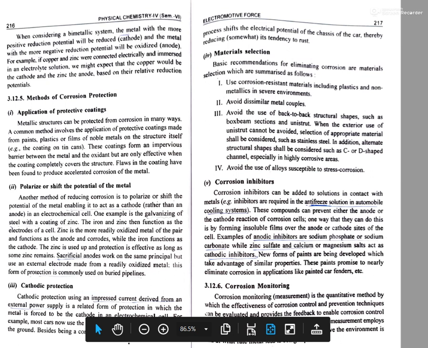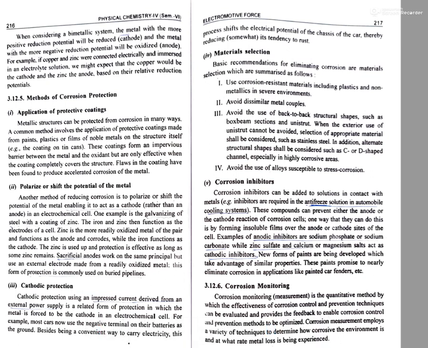Then there are corrosion monitoring techniques. Using these different techniques, we are able to identify the rate of corrosion. We are able to get proper feedback on corrosion. That is, these are quantitative methods which measure the rate of corrosion, and they also help in controlling and preventing the corrosion process. So let us see what the different corrosion monitoring techniques are.